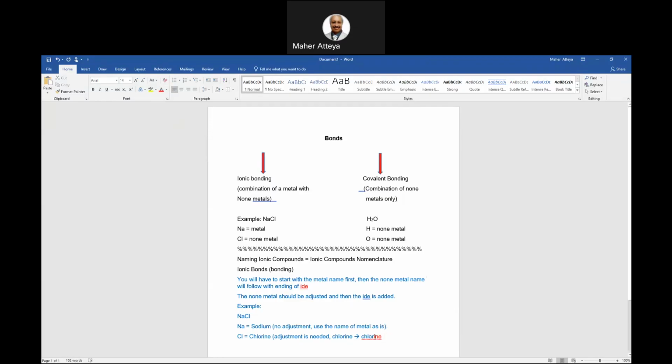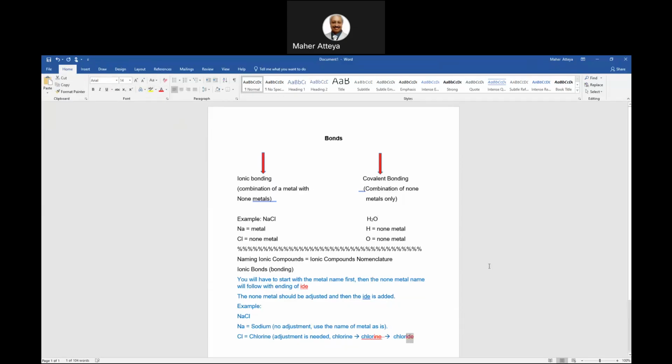So here it is, and I will strike it out. Here it is, guys. The chlorine here, I strike the I and E out, and this will turn to be what? Chloride. So chloride. So I added the IDE here. We just highlight this one here, guys, for you.